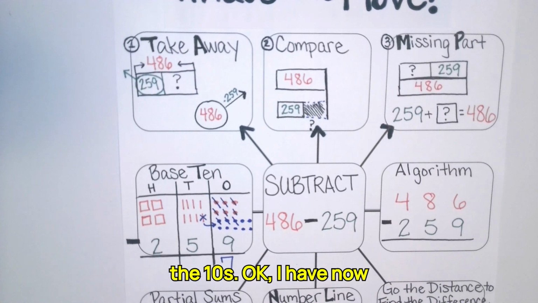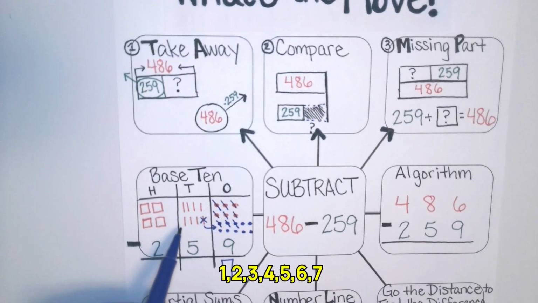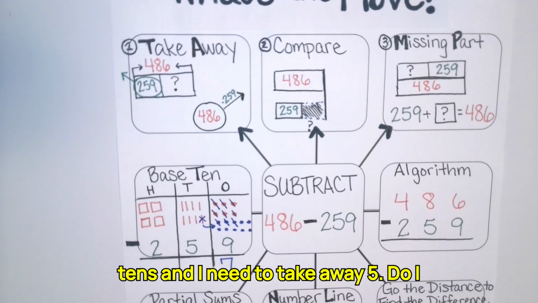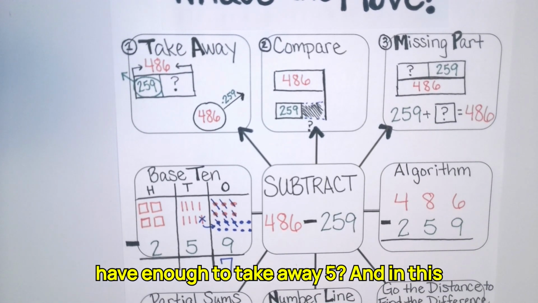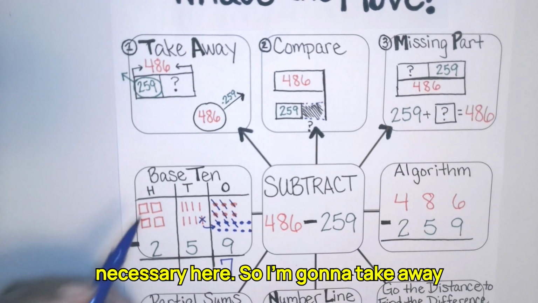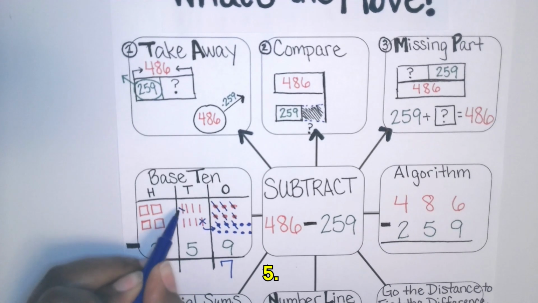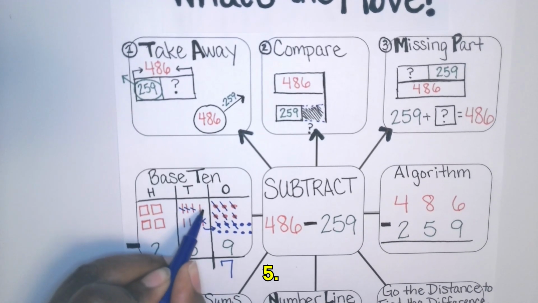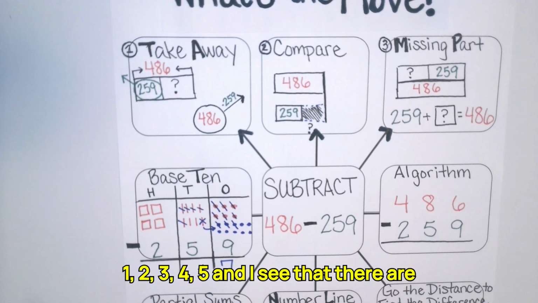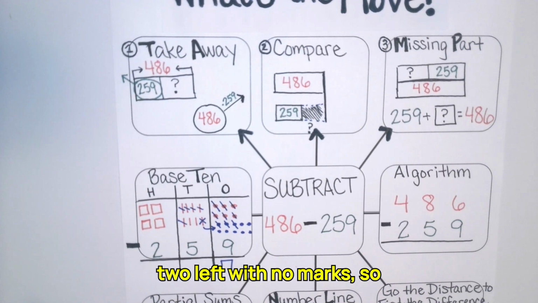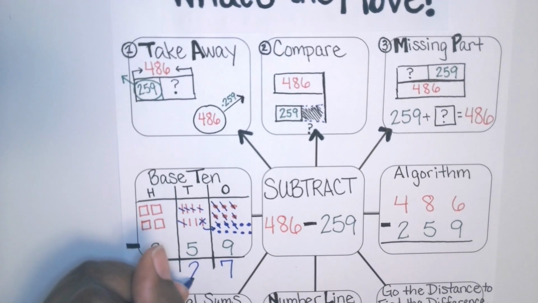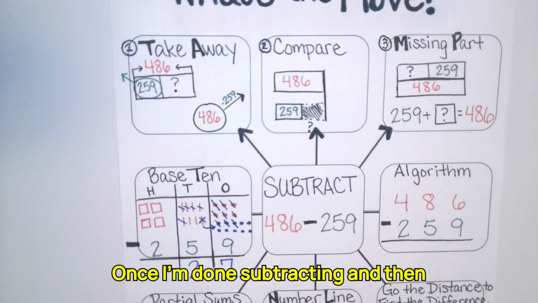Okay, I have now 1, 2, 3, 4, 5, 6, 7 tens, and I need to take away 5. Do I have enough to take away 5? And in this case, yes, I do. So there isn't regrouping necessary here. So I'm going to take away 5. 1, 2, 3, 4, 5. And I see that there are 2 left with no mark. So I have 2 left in the tens place once I'm done subtracting.